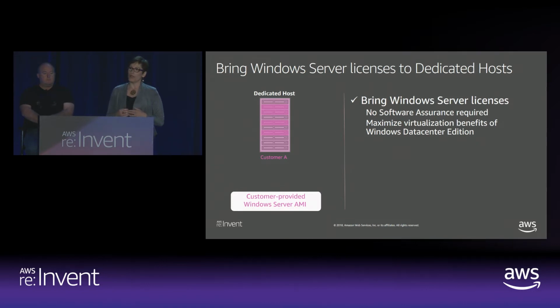And you can bring those licenses even if you don't maintain software assurance. With Windows Server Data Center Edition, you can take advantage of the unlimited virtualization rights. Now, when you bring your Windows license to AWS, you are going to need to build and manage your own Windows AMI.